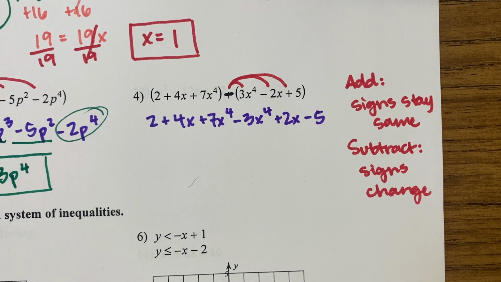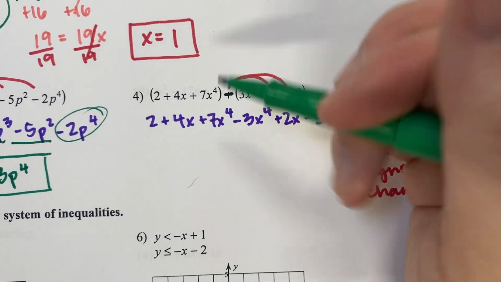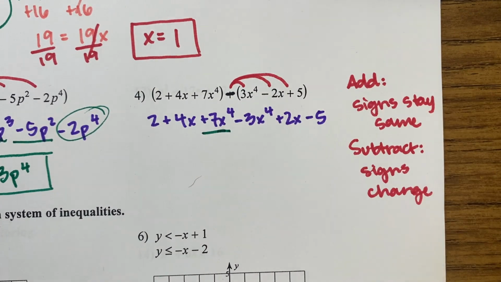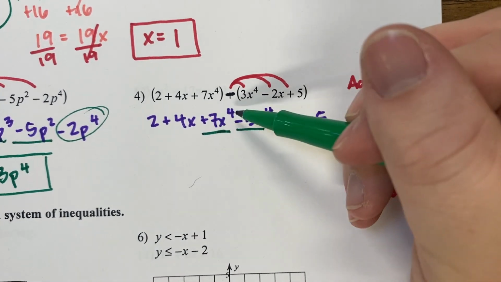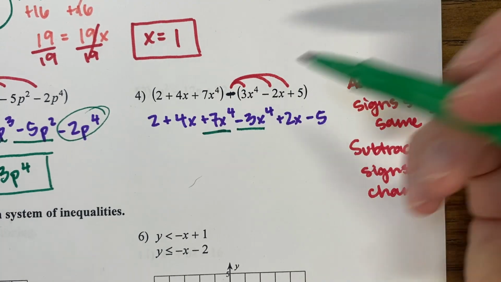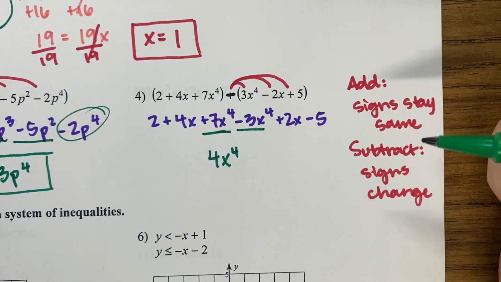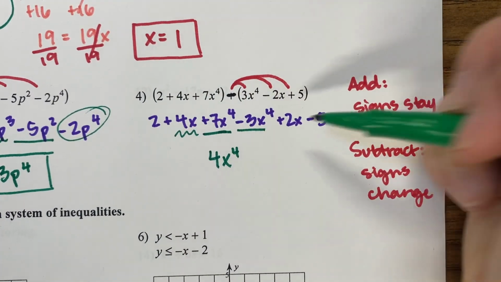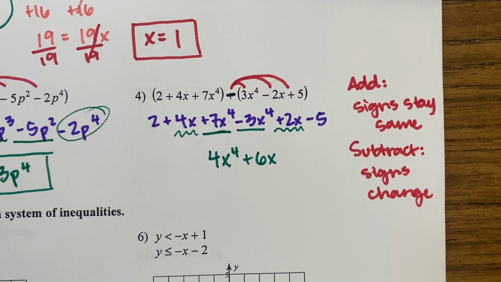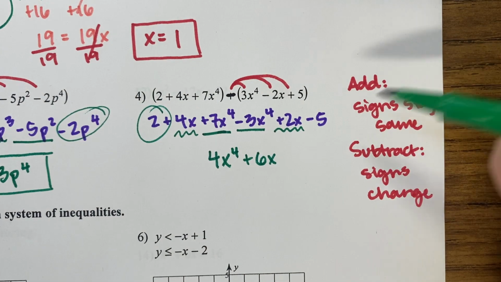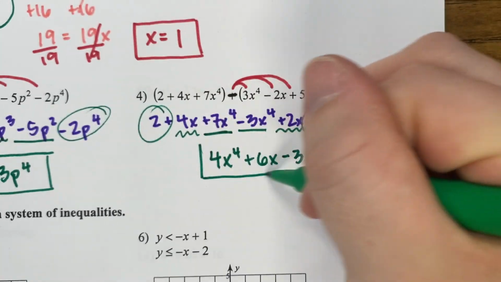Okay, but now in order to simplify, we need to combine. Okay, so I'm going to go ahead and start with my highest power. We'll just start with 4's first, x to the 4ths. Okay, so I need to find my other x to the 4th right there. So now I have 7x to the 4th minus 3x to the 4th. 7 minus 3 is 4x to the 4ths. Okay, then I'll go with my x's next. I have 4 x's plus 2 more x's. That's going to give me positive 6 x's. And then my last one are just my constants, my numbers. 2 minus 5 is negative 3.